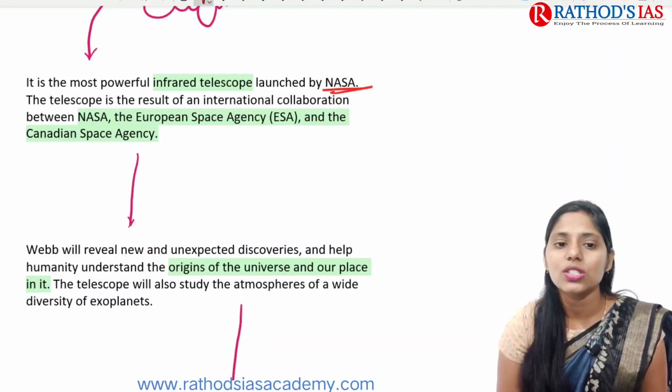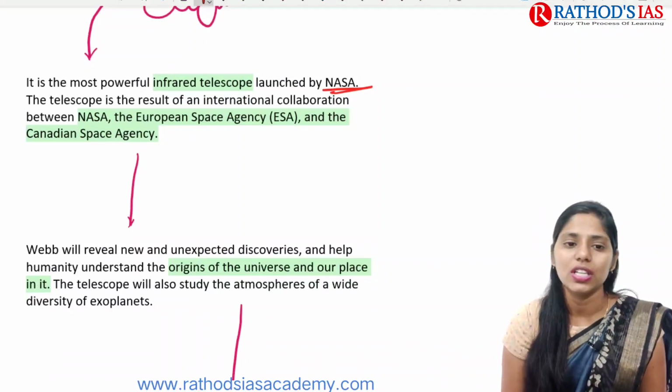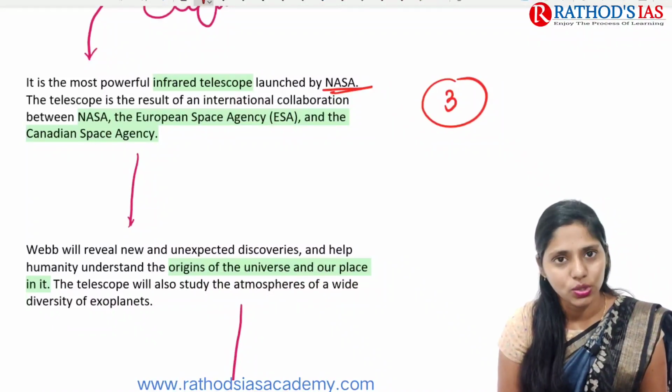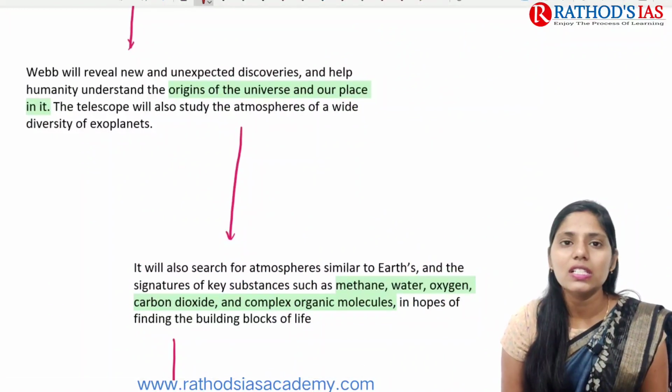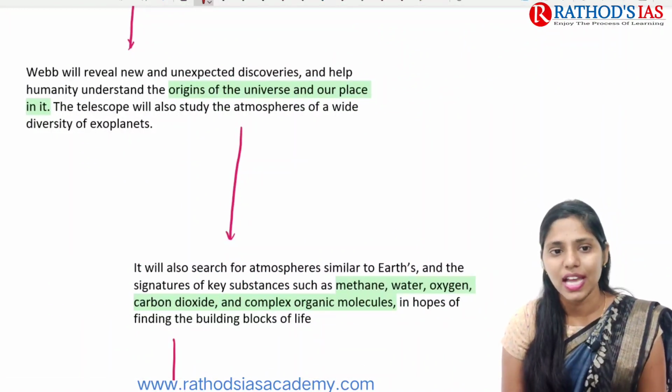Okay, and the telescope is the result of international collaboration between NASA, the European Space Agency and even the Canadian Space Agency. So these are the three that you have to remember: NASA, the European Space Agency and the Canadian Space Agency. And this telescope is going to reveal new and unexpected discoveries as well.